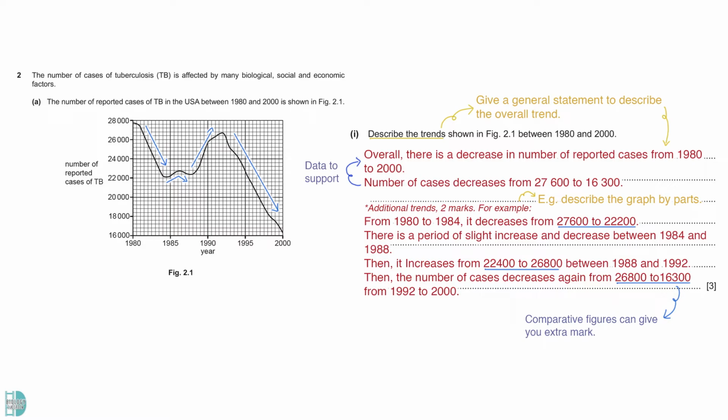In my answer, you can see that I always quote the starting and ending values in the descriptions. You can get 1 extra mark sometimes by doing so. Remember that in your data description, you must use precise values. Do not use terms such as around and approximately to answer this question.